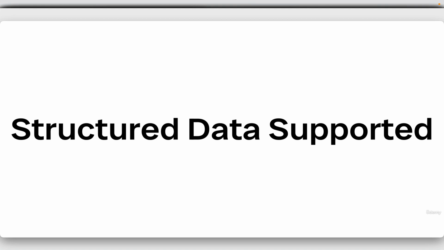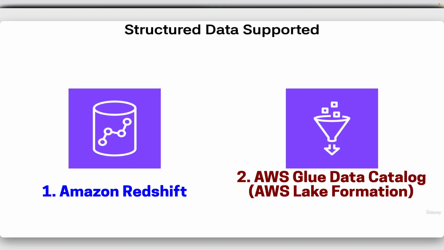Structured data types supported. These are the structured data types supported. There are only two: Amazon Redshift and AWS Glue Data Catalog, which is through AWS Lake Formation. And that's all.